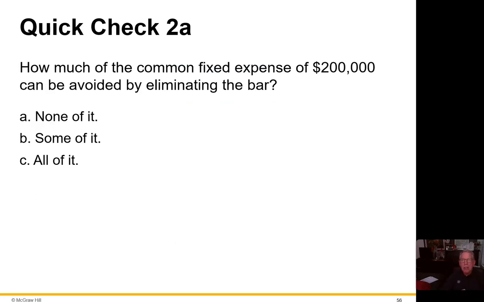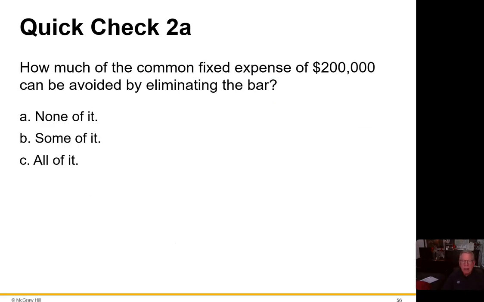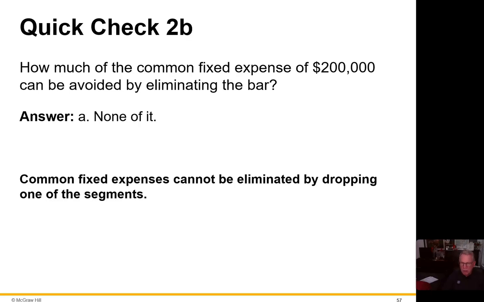So how much of the common fixed expense of $200,000 can be avoided by eliminating the bar? Let's go back. Here's that $200,000 that they're talking about here. And how much can be eliminated? The answer, of course, is none of it. Common fixed expenses cannot be eliminated by dropping one of the segments.